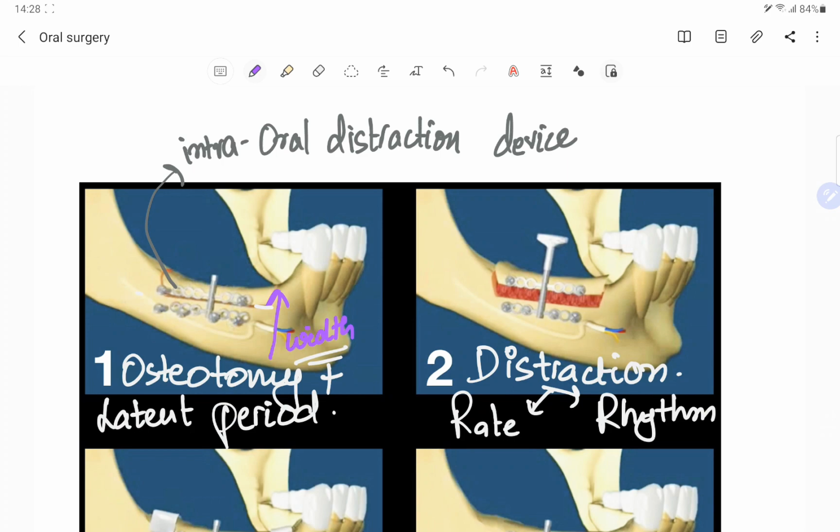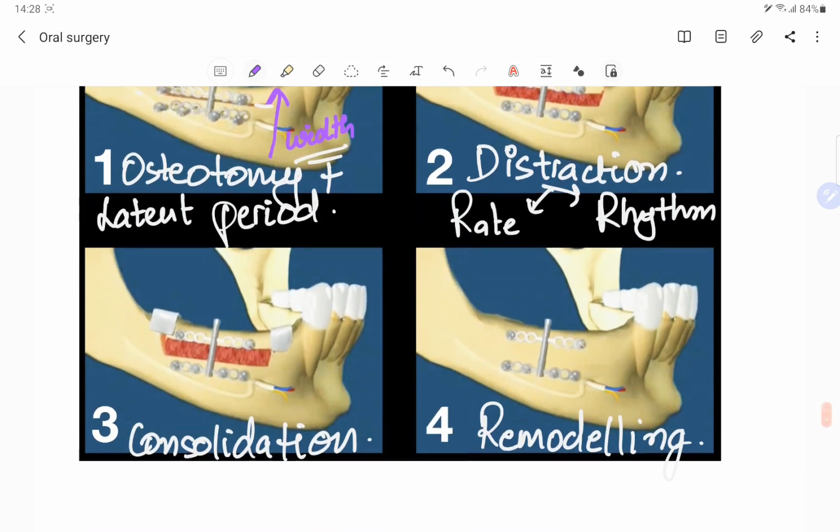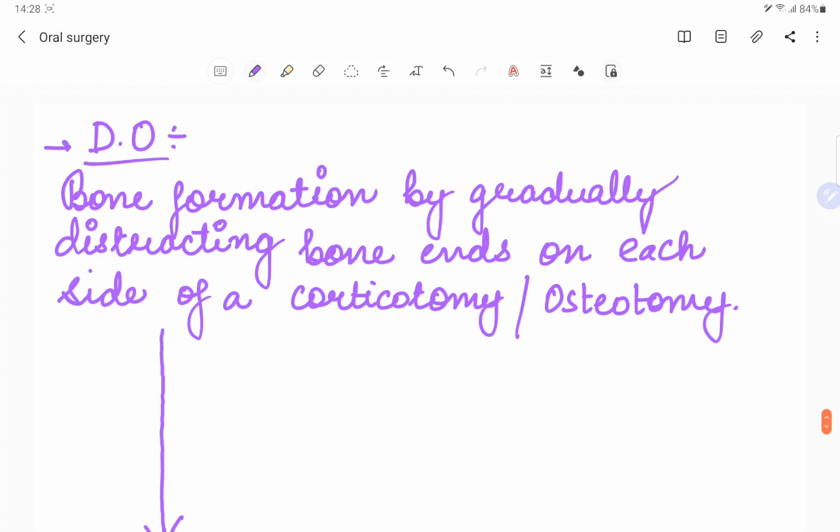So basically it is given by Elizarov. We will be talking about the Elizarov principle. So the main purpose is to create bone formation, so that there is no requirement of a bone graft or there is no donor site morbidity. So distraction osteogenesis is the regeneration of bone by gradually distracting the two fragments of the bone.